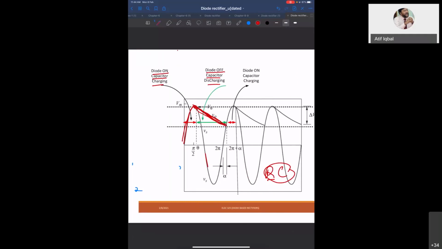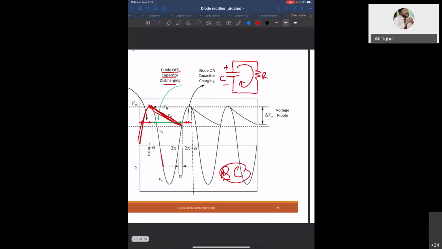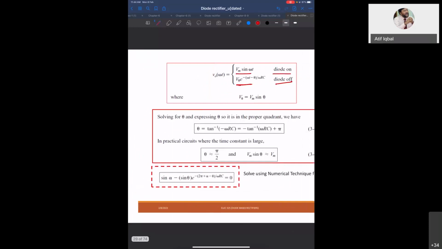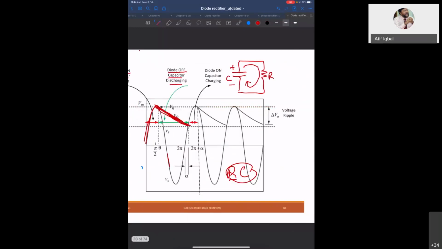So this is like a capacitor and a resistance, and this is plus, this is minus, and the capacitor is discharging. So you have an RC circuit without any source, with a pre-charged capacitor voltage, and this pre-charged capacitor is discharging through the load. So what is the expression for this RC circuit? When the diode is off, you have this as your output voltage expression. That is the expression for this part.